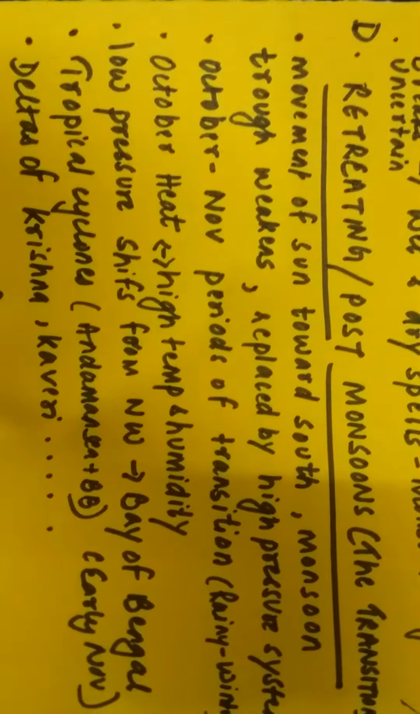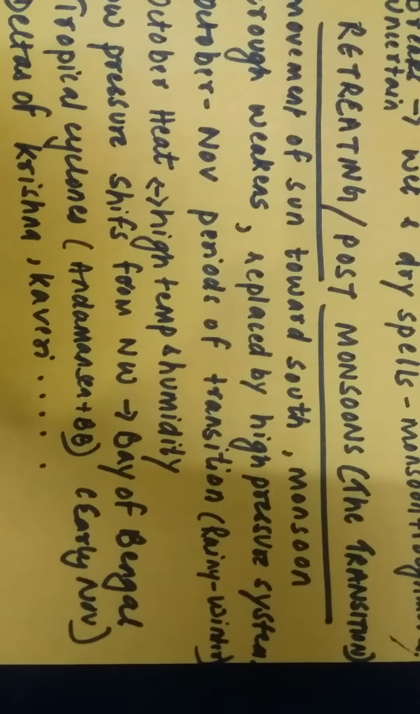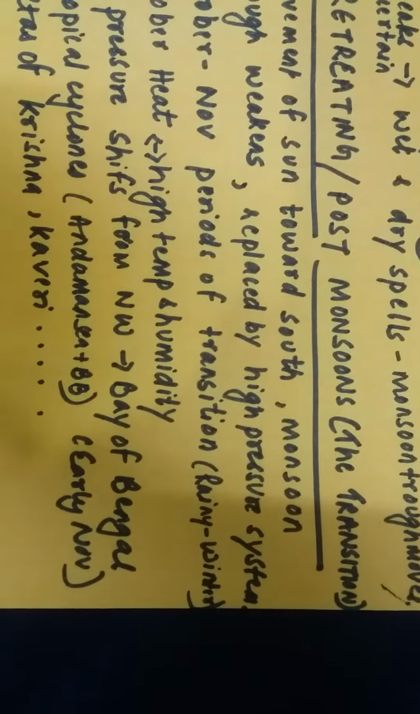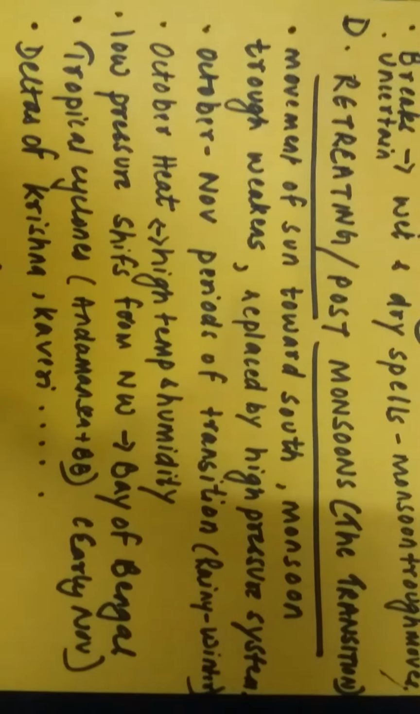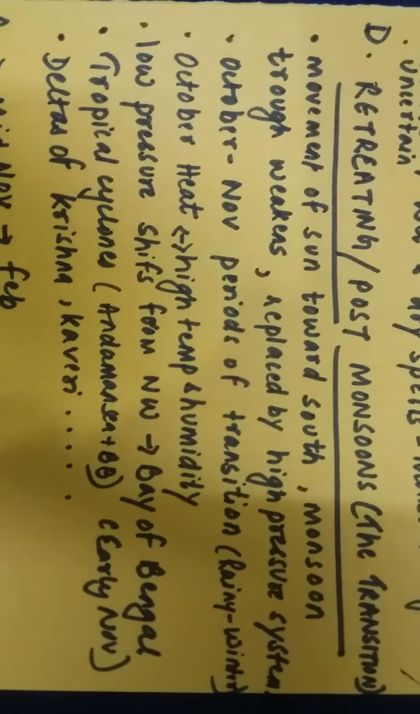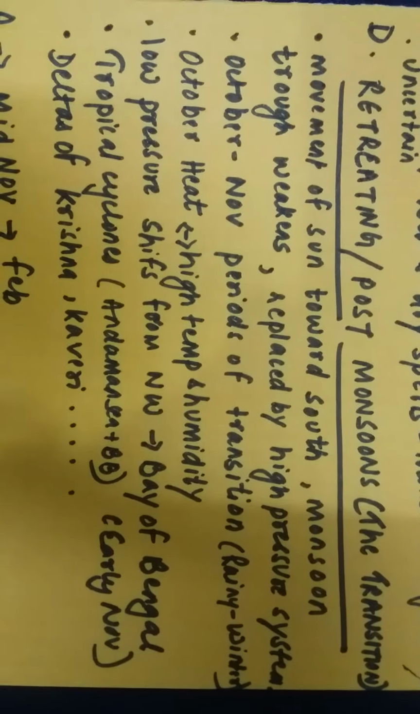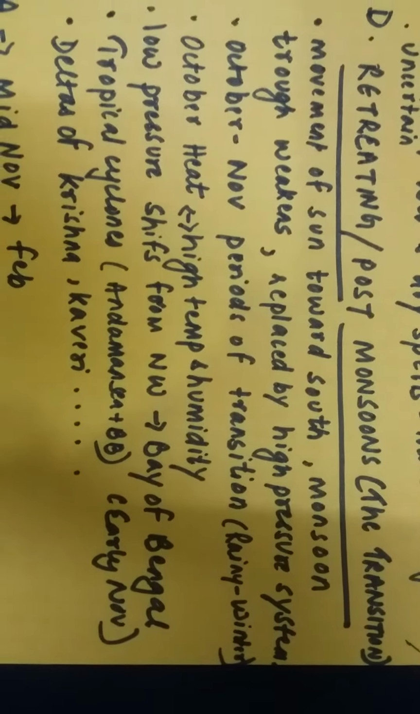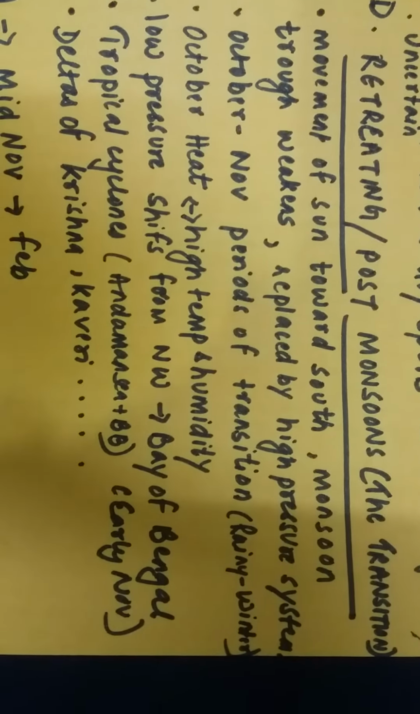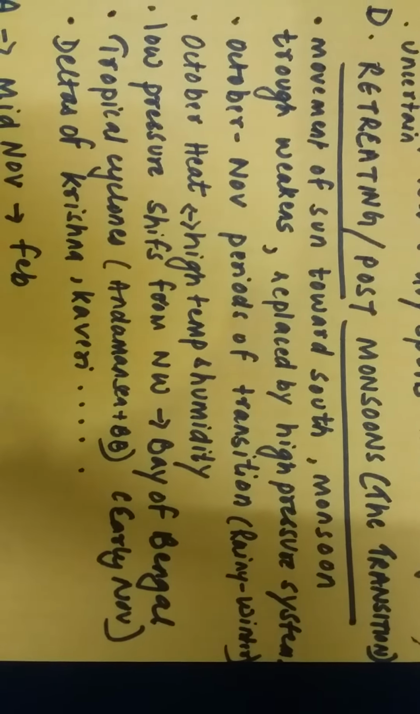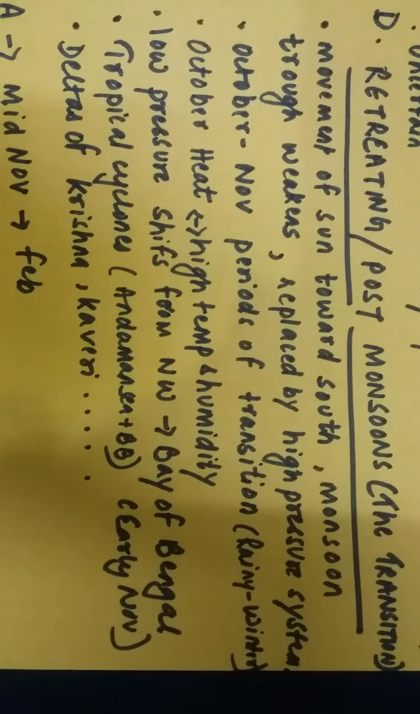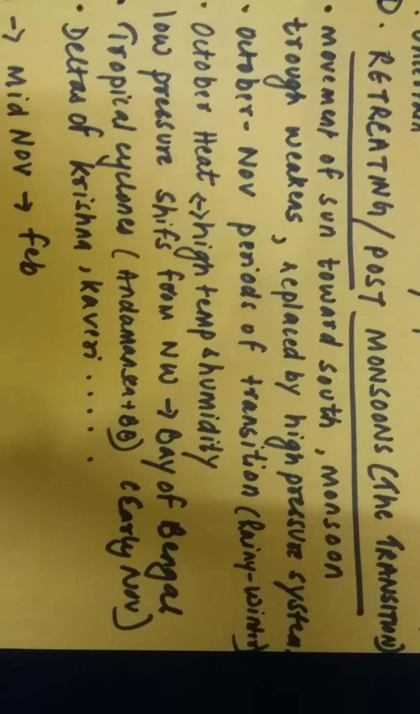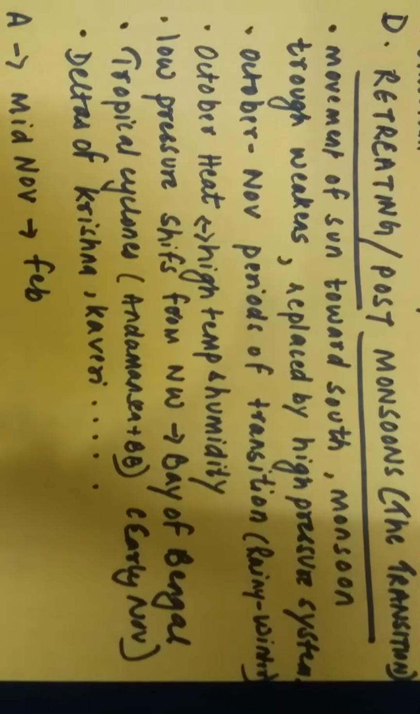Point number D is the retreating, or the transitional season, or the post monsoonal season. So over here, the movement of sun is back to its normal position towards the south. So obviously the low pressure area of the monsoon trough is weakened and replaced by the regular high pressure system. This basically continues from October to November, and this is known as the period of transition.